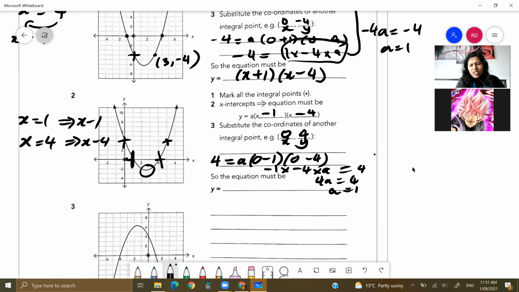Now, usually the first couple of questions always have a as 1. It doesn't mean it's always going to be 1. Okay, so if you get a different answer, don't think, oh, I might be wrong. And of course, you've got answers at the back, so you can always check your answers as well. So x minus 1, x minus 4 is the answer. So this is another page that I want you to make sure you get done.